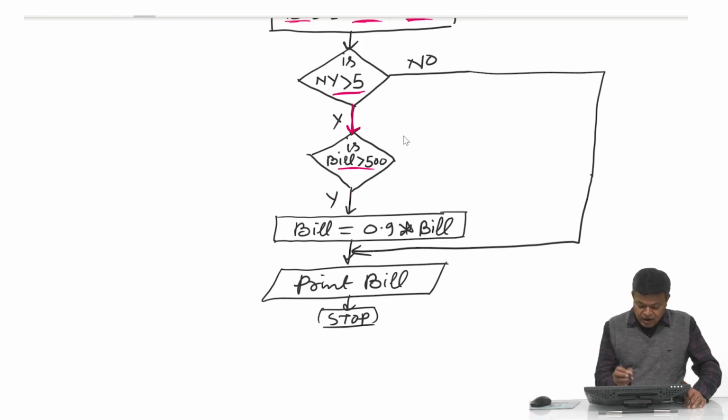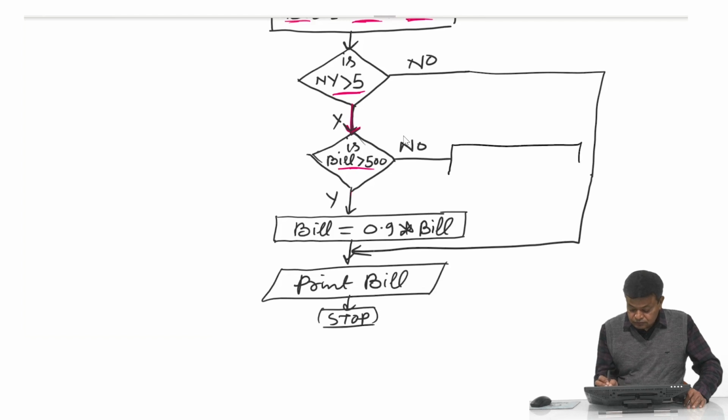Now, if number of years is greater than 5, but bill is not greater than 500. If I am in this decision box, it means that number of years is greater than 5, but bill is not greater than 500. Then what will be the new bill? I am storing it in the same variable bill. So now bill will be equal to 0.95 into bill, because he has got a 5% discount.